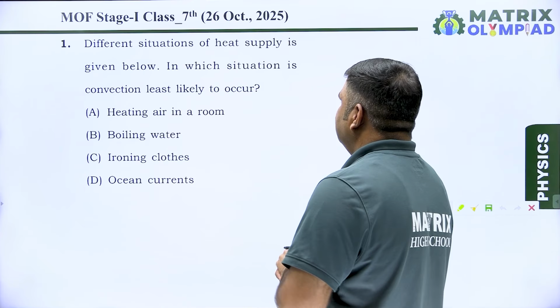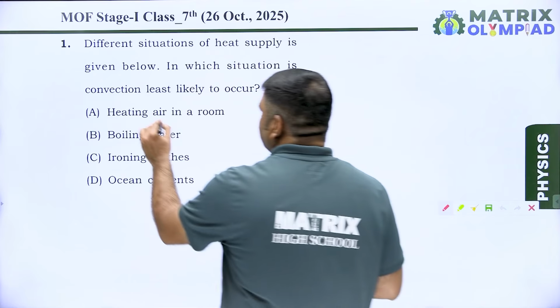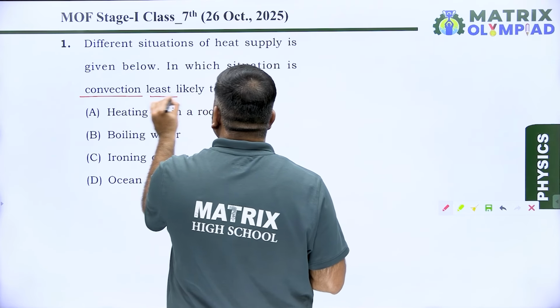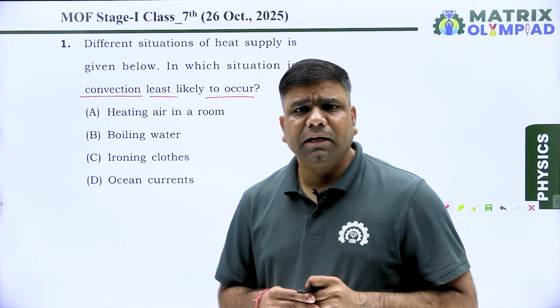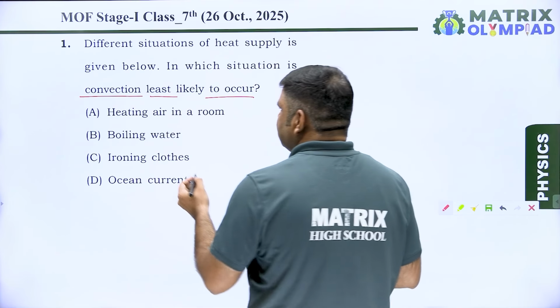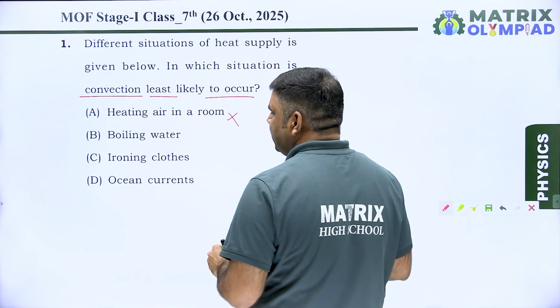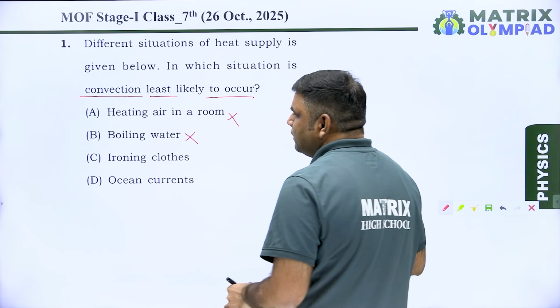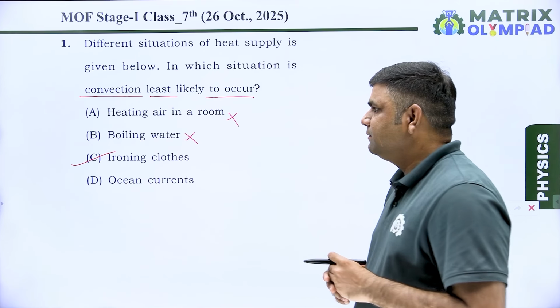different situations of heat supply are given. In which situation is convection least likely to occur? What is convection? Convection is the method of heat transfer in fluids, liquids and gases. So option A is heating air in a room, no. Boiling water, no. Ironing clothes, yes. So our correct answer is C.